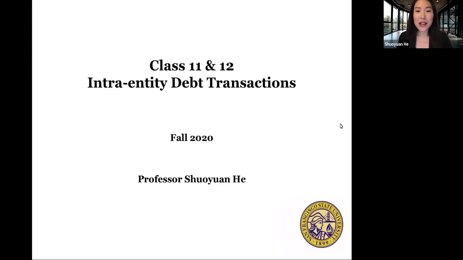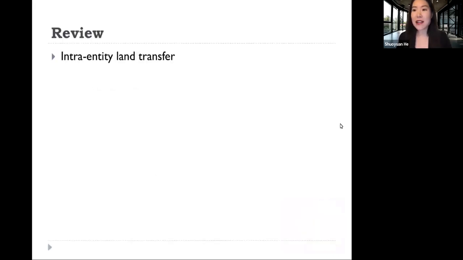In the past several classes, we talked about intra-entity asset transfer. Specifically, in last class, we talked about intra-entity net transfer and intra-entity depreciable asset transfer. Let's do a brief review here first.